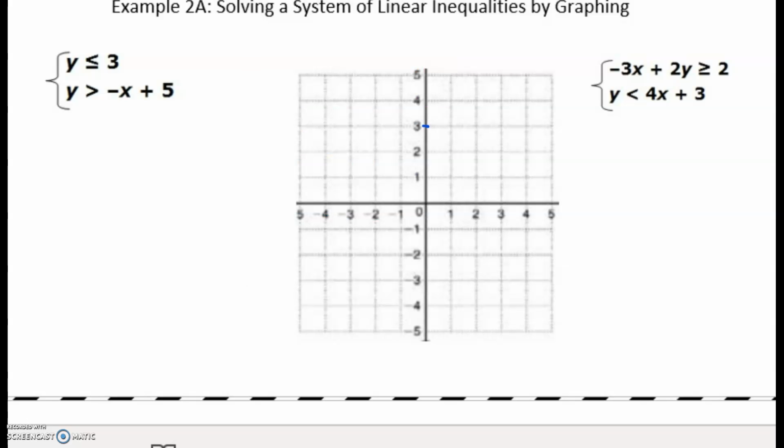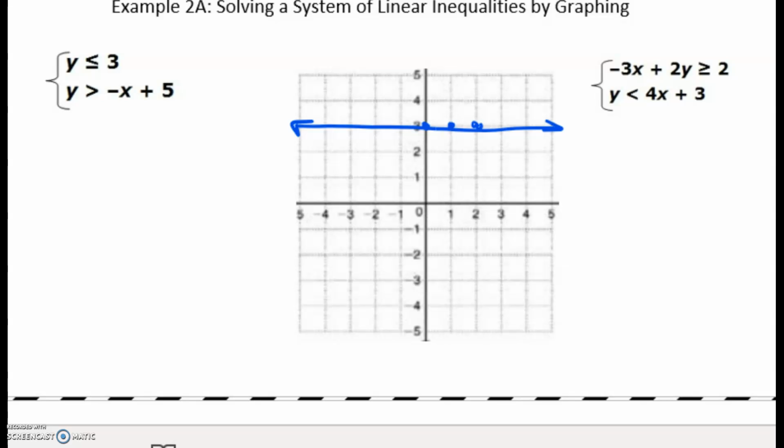So where's y equals 3? Well, y is 3 right here. Y is also 3 right here, right here. So this is going to be a horizontal line, but before I make it solid, I need to determine is it solid or dotted. If you look at the inequality symbol, it does have a line underneath it, which means it includes the line. So I need to make a solid line through 3.